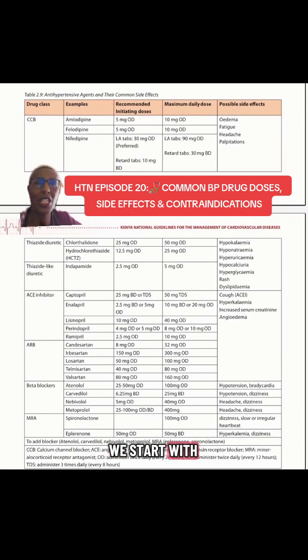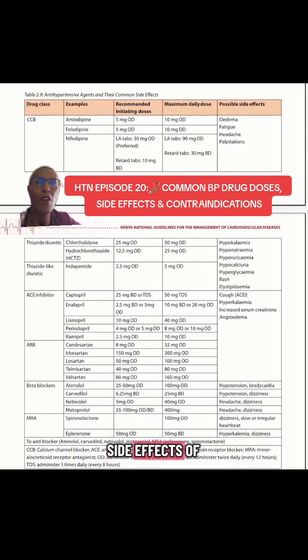We start with class number 1, the calcium channel blockers or the CCBs. The drug you use here is amlodipine. Amlodipine, you start with 5 milligrams to a maximum of 10 milligrams once a day. For nifedipine, you should use nifedipine long acting, 30 milligrams with a maximum dose of 90 milligrams once a day.